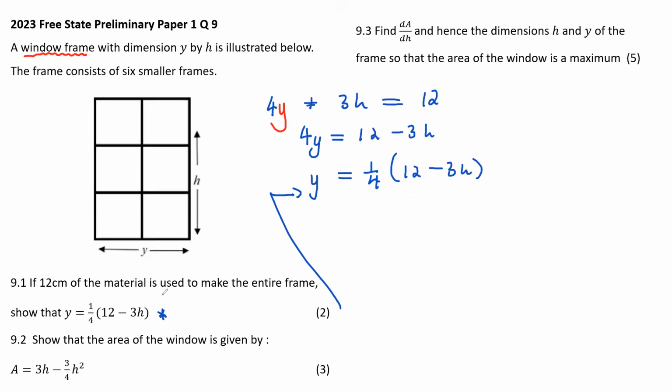I've come to a conclusion that since I have 4 horizontal bars, 1, 2, 3, 4, and 3 vertical bars, when added together they should give you 12, because they say 12 centimeters of the material is used. And then I'm going to use this for 9.2 to get my answers there. All right, I think it's clear. Let me know again where there's a struggle.